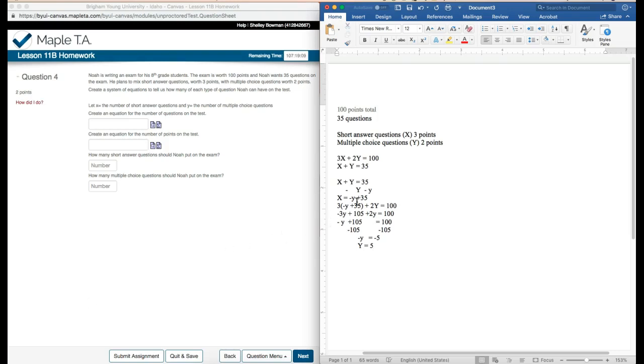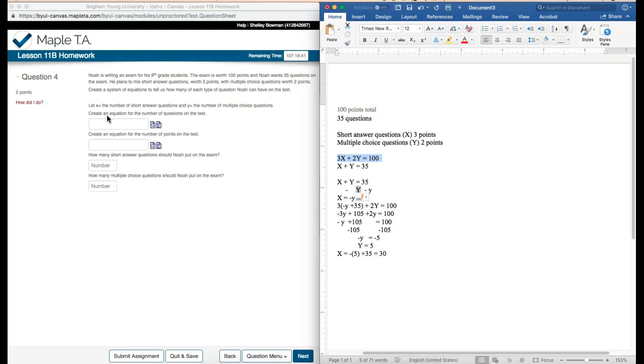And since I have an equation here solved for x, I can just substitute in this 5. Again, I'm going to put parentheses around the y and put the 5 inside. So I end up with -1 times 5 is -5, plus 35 gives me positive 30. And I'm going to go ahead and copy and paste my equations into here.